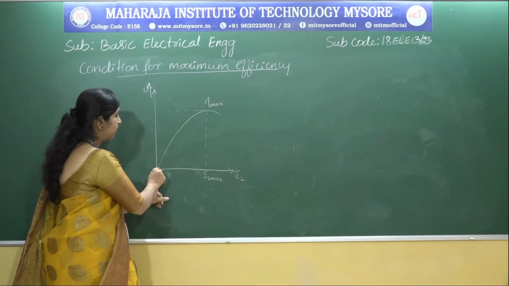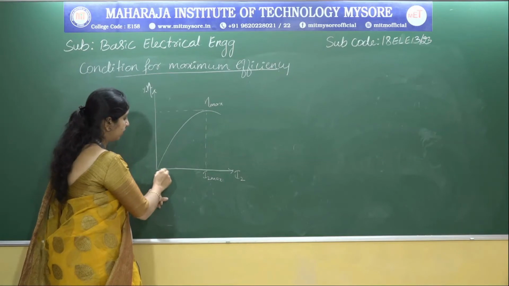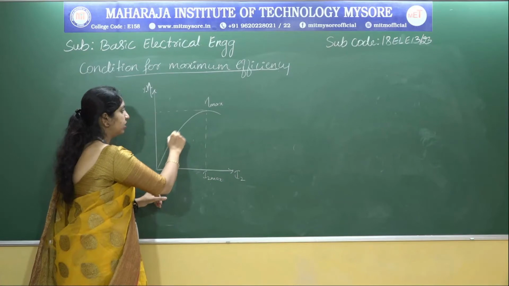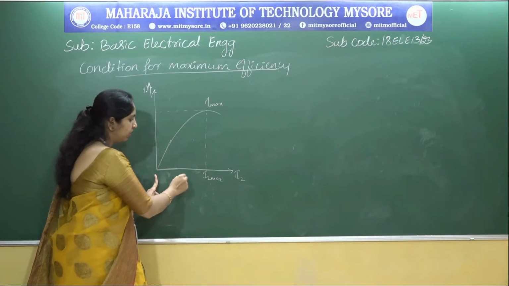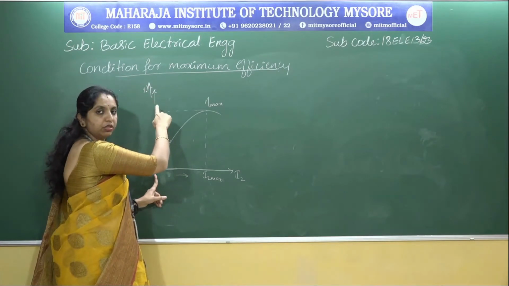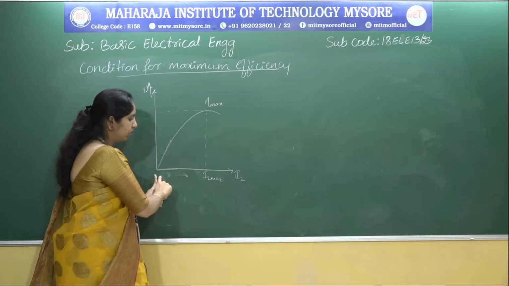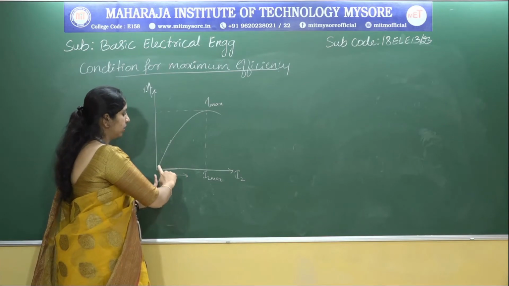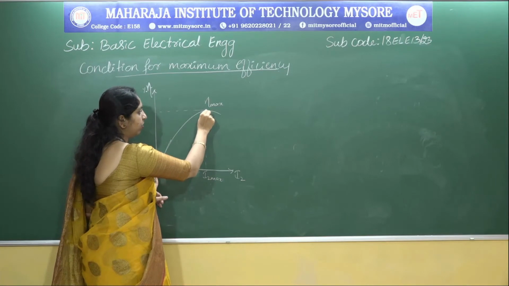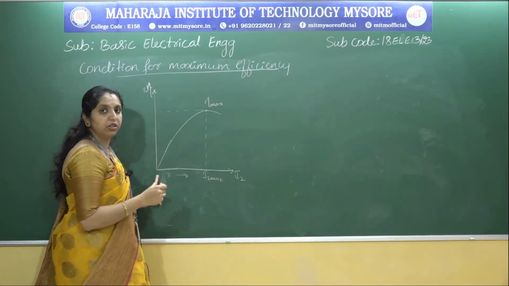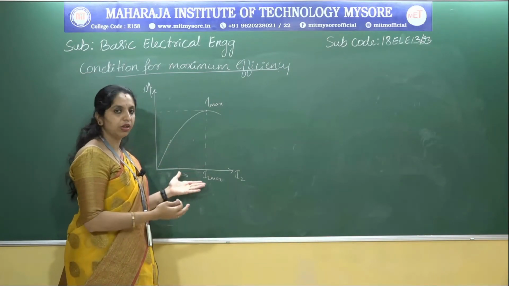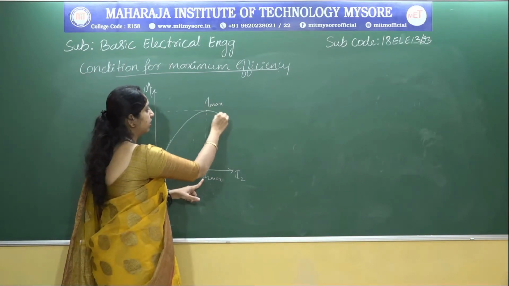As you can see in this graph, as the load current increases, the efficiency also increases up to a certain point. Remember, the efficiency of the transformer depends on the load current. As the load current increases, the efficiency increases until it reaches some maximum point. If the transformer is further loaded, the efficiency will automatically come down.